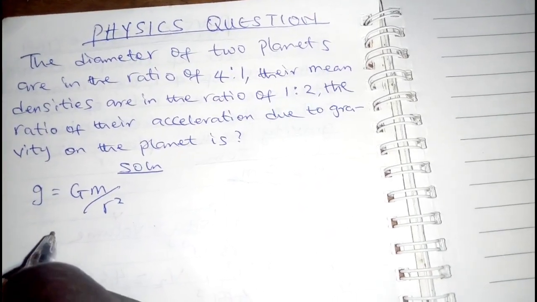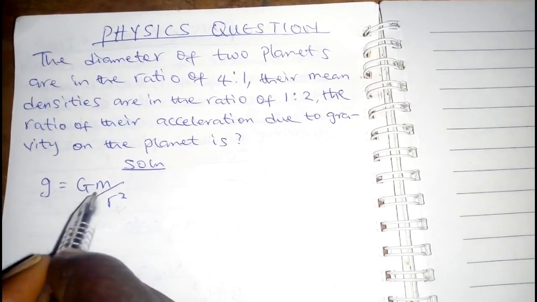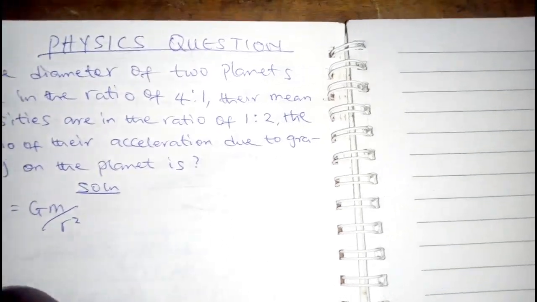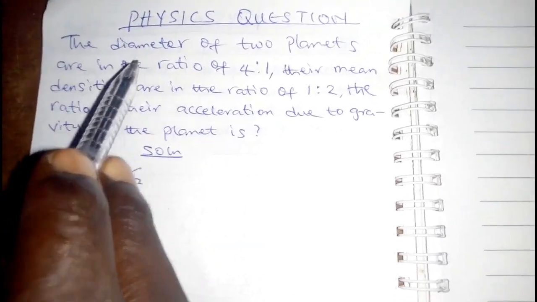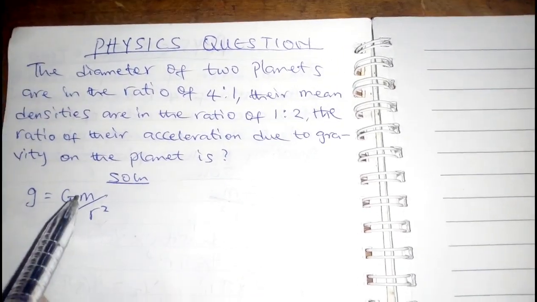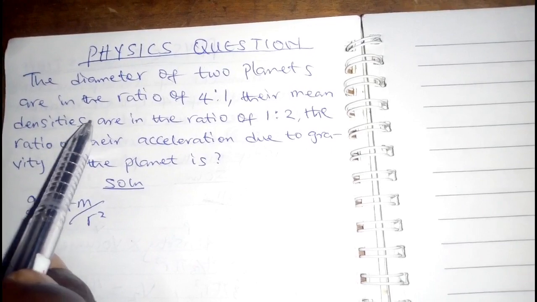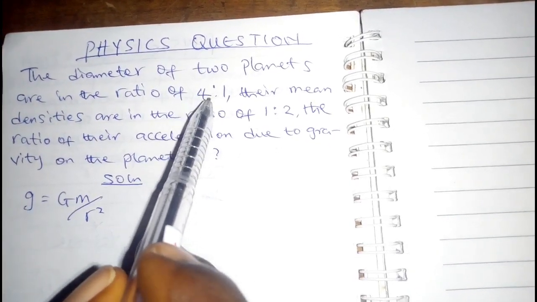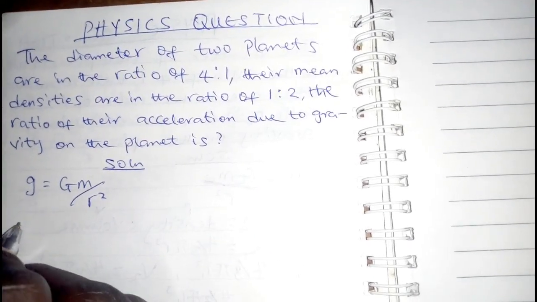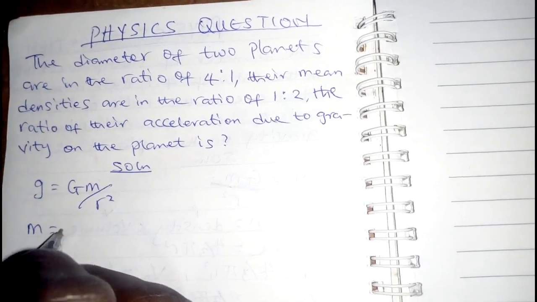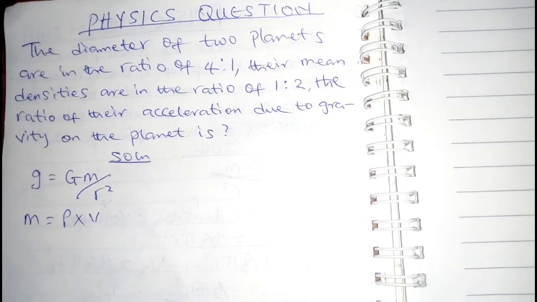If we want to take note of this mass, we know that in the question we are not given mass, but we are given diameters and densities. Then we need to relate this formula to expressions of densities and diameters, where mass, m, equals density, written as rho, times volume, written as V.